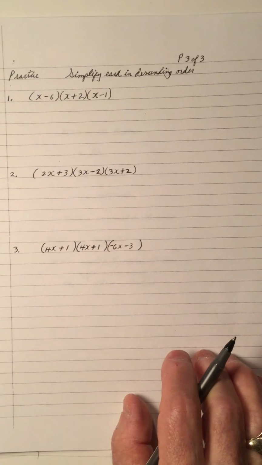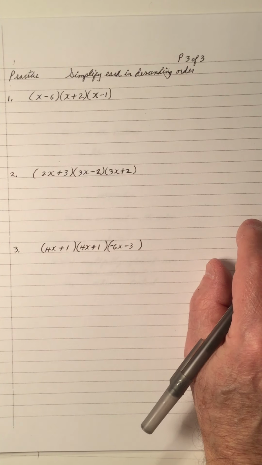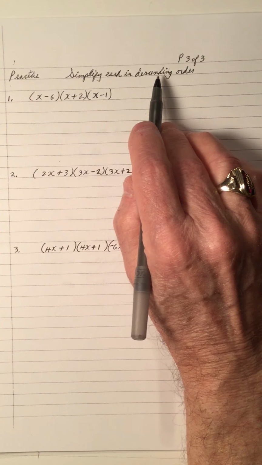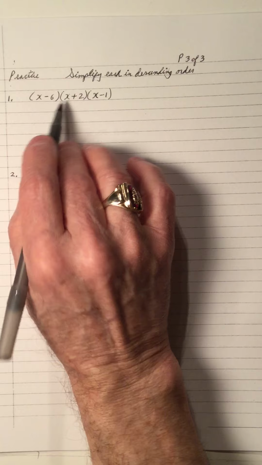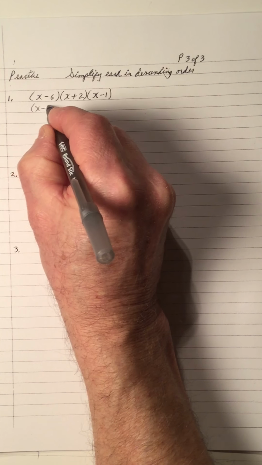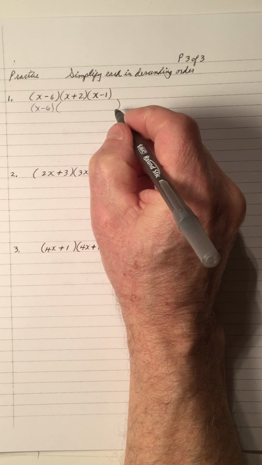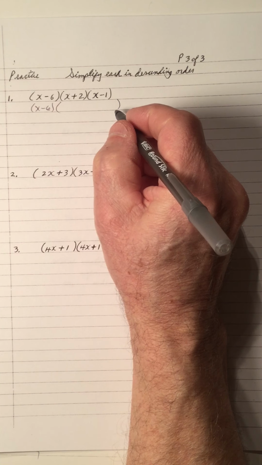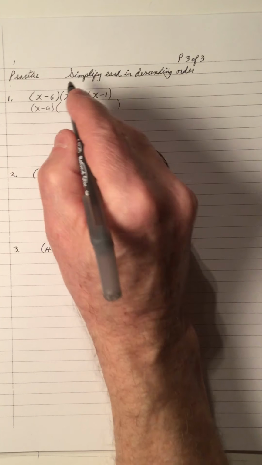Okay, practice. Practice means you can pause your video, work these out, and see if you're going to get the right answer. Simplify each in descending order. Here we go. So if you want to multiply these two, I'm going to go this way, because when I did all my math in the earlier years, way back in grades 9, 10, 11, and 12, I've always multiplied this way.